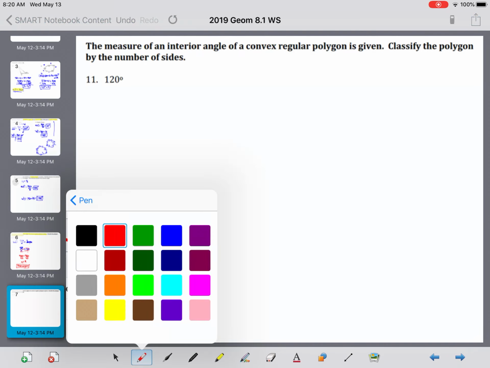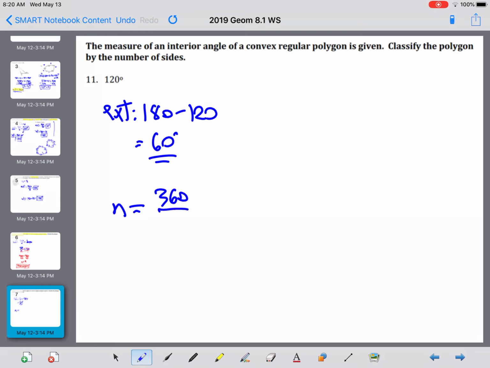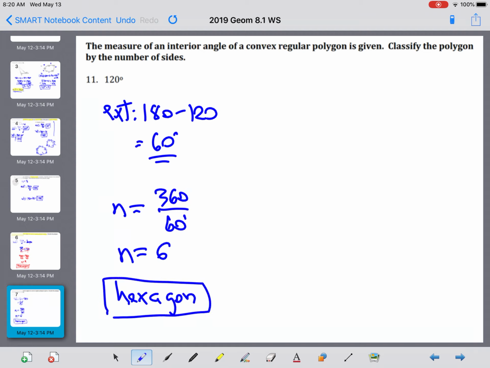The next one, the measure of an interior angle is given. Classify the polygon by the number of sides. So same type of problem, except I'm going to figure out my exterior first by taking 180 minus the 120, which equals 60. And then n is going to be 360 divided by 60, like in the last problem. So n equals 6, so that means it's a six-sided polygon, and we call that a hexagon. And that's the final answer there.